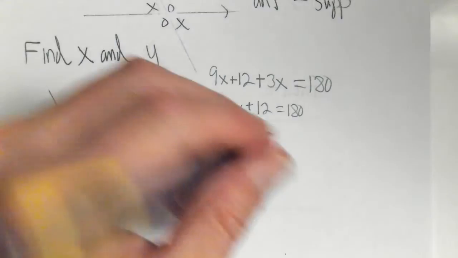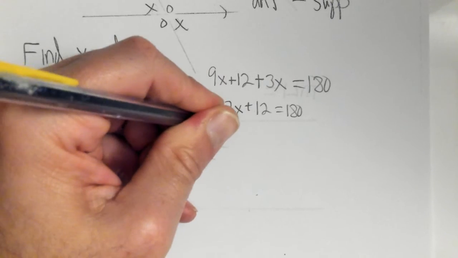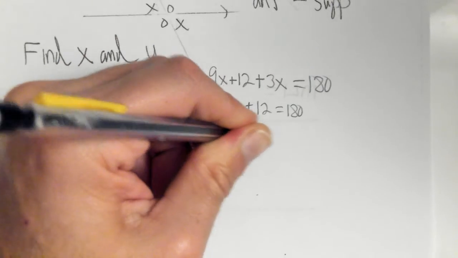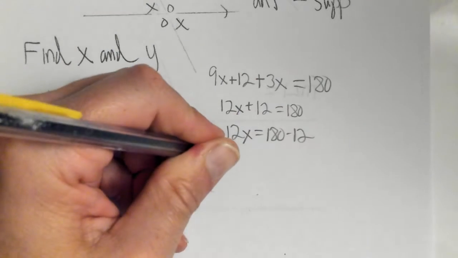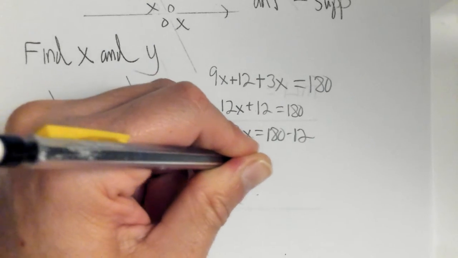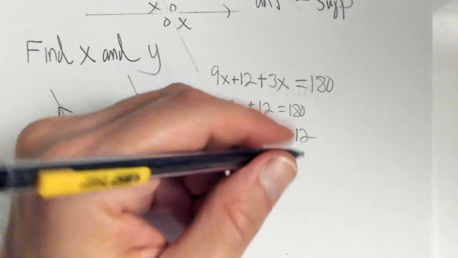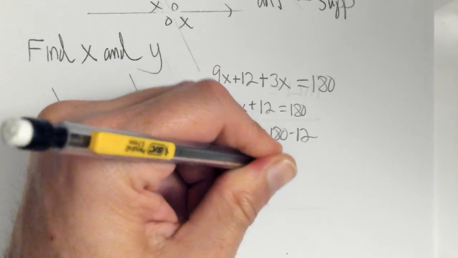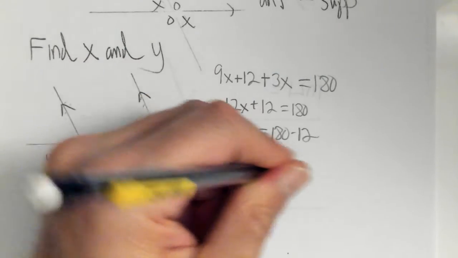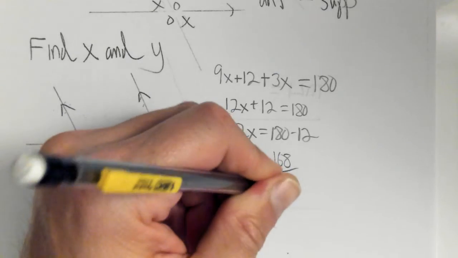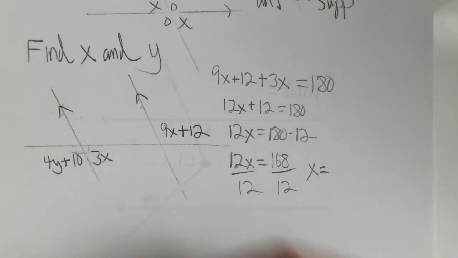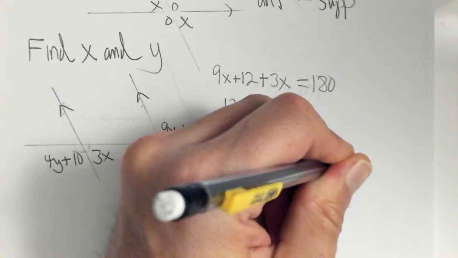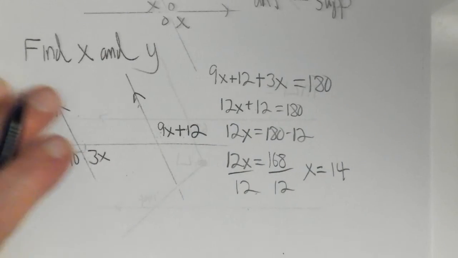Now I can subtract 12 from both sides, move it over. 12x equals 180 minus 12. 12x equals 168. And now we can divide by 12, and my x is equal to 14. So 14 is the correct answer for x.